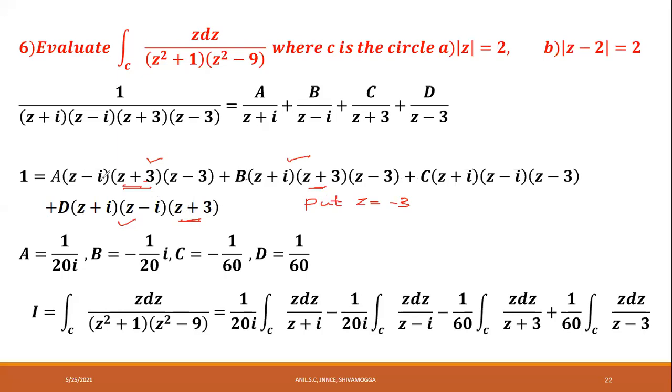What happens here in the equation? 1 is equal to, z is equal to minus 3. Minus 3 plus 3, this will be 0. Here minus 3 plus 3, this will be 0. And c into z is minus 3. Therefore, minus 3 plus i, minus 3 minus i. And z is equal to minus 3 minus 3. Here minus 3 is minus 6.